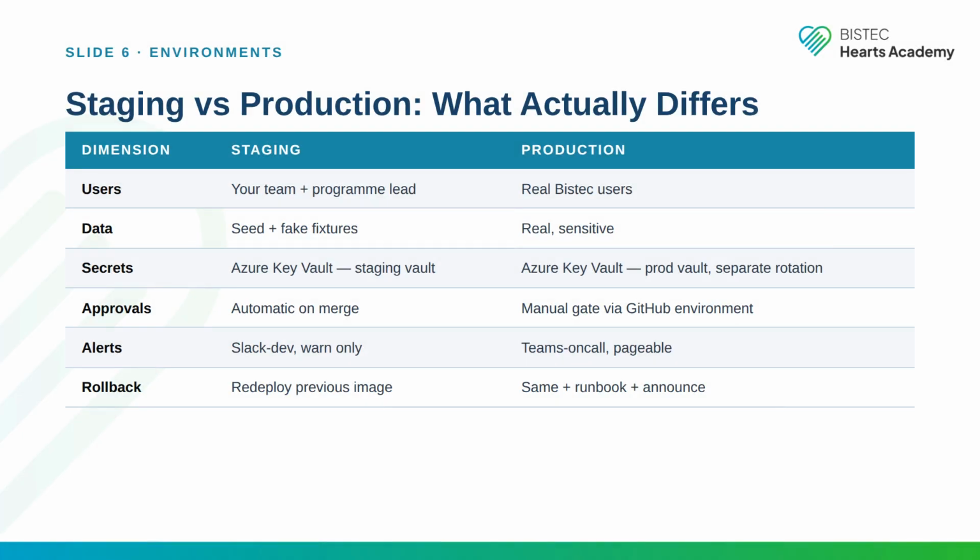They are not the same environment with a different label. Users: staging is you and the program lead. Production is real BISTEC users. Data: staging is seed and fixtures. Production is real and sensitive. Secrets: staging has a staging key vault. Production has a separate prod key vault with its own rotation. Approvals: staging deploys automatically on merge. Production requires a manual gate. Alerts: staging wants a Slack message. Production pages the on-call rotation. Rollback: both redeploy the previous image, but production also needs a runbook and an announcement.